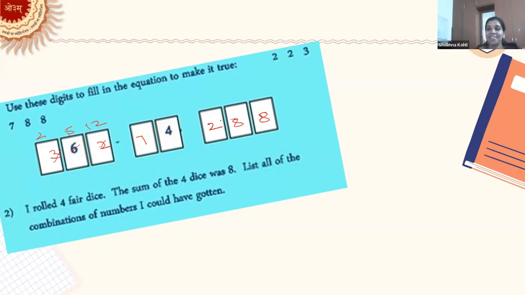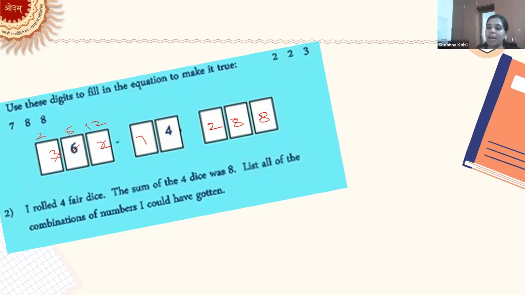Am I right, teachers? It is very simple subtraction, but definitely you have to work on these questions. Ma'am, do we have to make it 788 or 288? No, ma'am, the answer is not given. I have given digits, I have not given any answer. I just asked you to use these digits to make the equation.